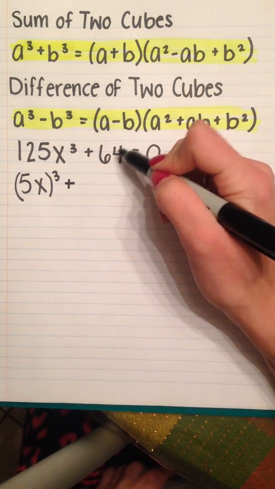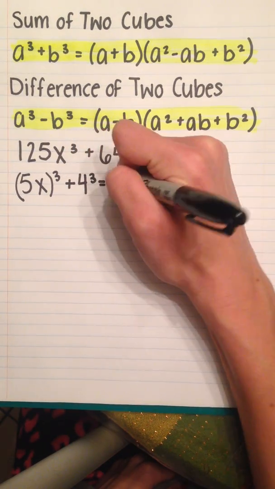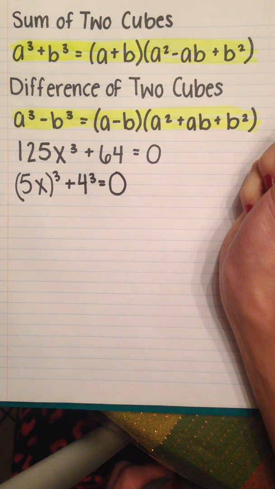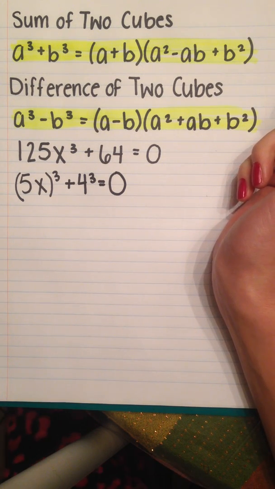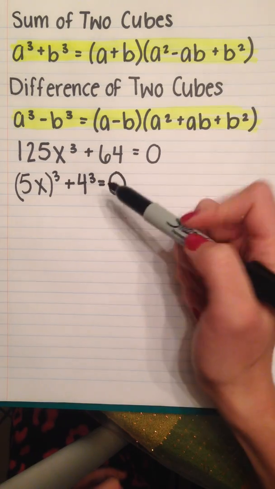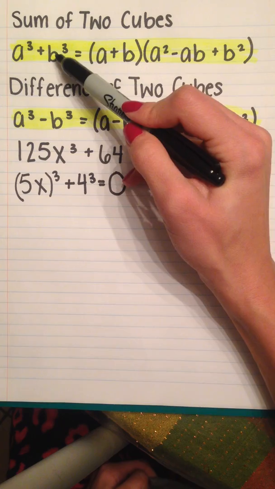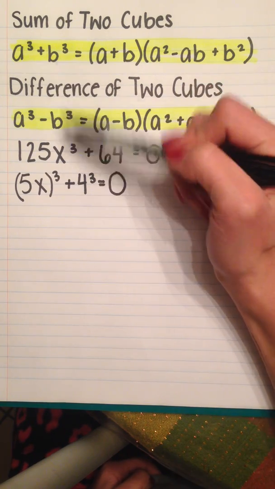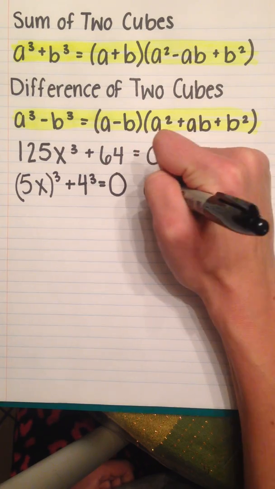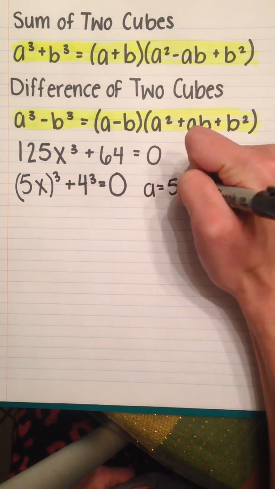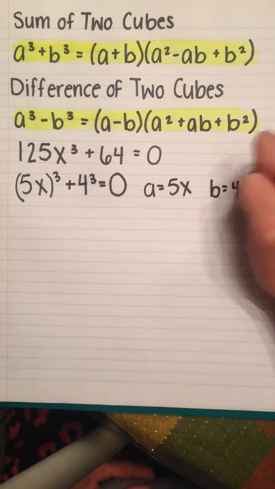Now 64 is the same thing as 4 cubed. And if you don't know the cube root of a number, there's a function in your calculator that can do that, so you can check. So now we've got this equation to look exactly like this one. We know it's the sum because it's added. So let's write down what our A and our B are. We have A equals 5x and B equals 4.